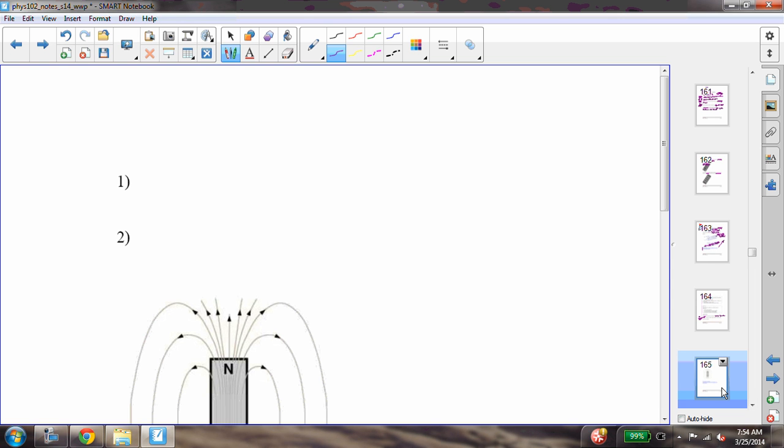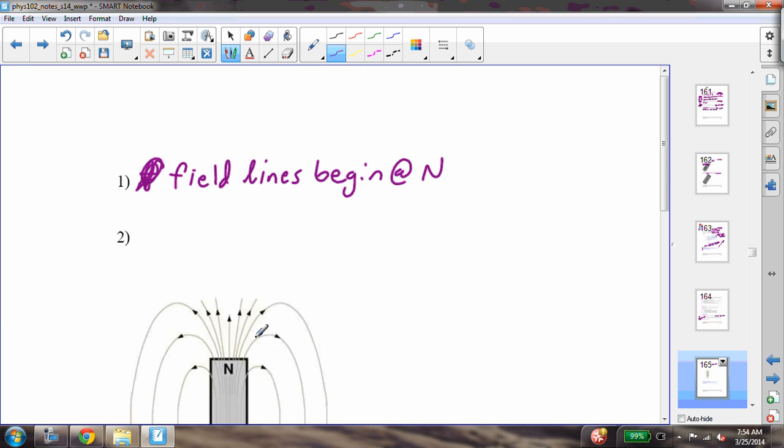The first of those rules is that magnetic field lines begin at the North Pole and end at the South Pole. And that's how it's drawn in the picture here. They begin at the North Pole, like here, and end at the South Pole. With electric fields, remember, they begin at the positive charge and end at the negative charge.